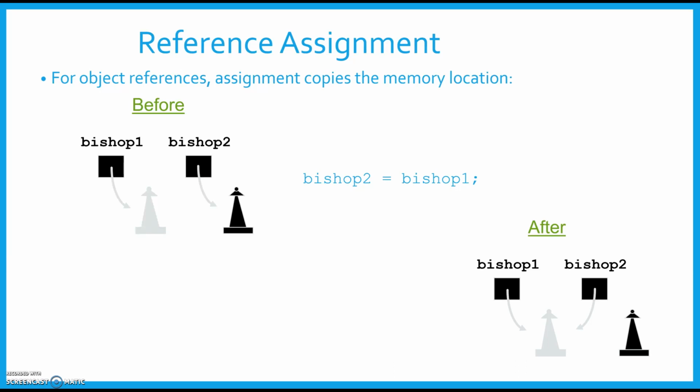Here, bishop1 and bishop2 are aliases of each other. So whatever bishop1 does to the white bishop, bishop2 is reflecting the same change. Okay? And whatever bishop2 does, bishop1 is impacted by that same change. Again, these are known as aliases.